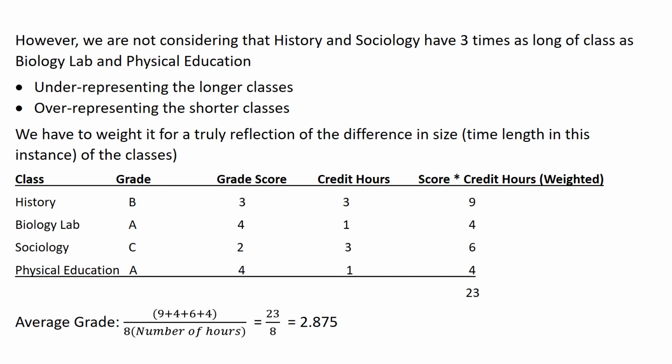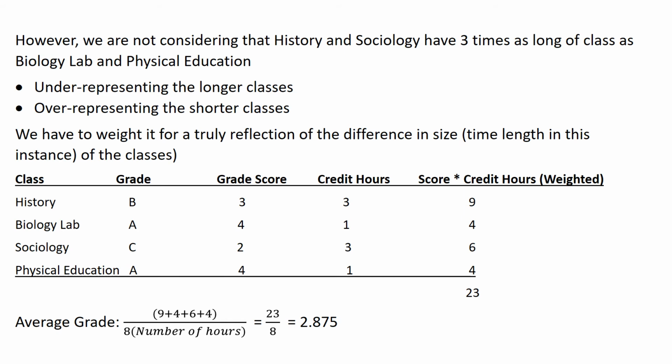And I still got those same grades. A B is 3, an A is 4, a C is 2, an A is 4 for history, biology, sociology, and physical education. But the credit hours for each one, history is 3. So I take the grade, multiply it times number of hours. 3 times 3 is 9. Biology is only 1 hour, so it's 4 times 1 is 4. Sociology, I got a C in there, 2, and that's for 3 credit hours, so 2 times 3 is 6. And then physical education, 4 times 1 is 4.